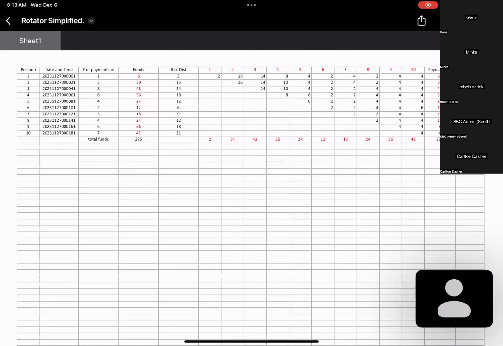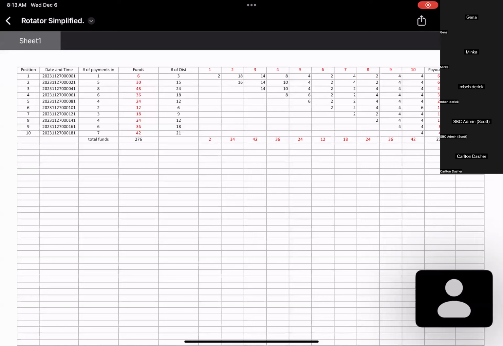Okay, so for those of us that didn't get to join, this is the founders meeting for Wednesday, December 6th. We're going over the rotator and a simplified way that the rotator works. I'm going to start over real quick and try not to waste too much time. But this spreadsheet before us is the way that the rotator would work.